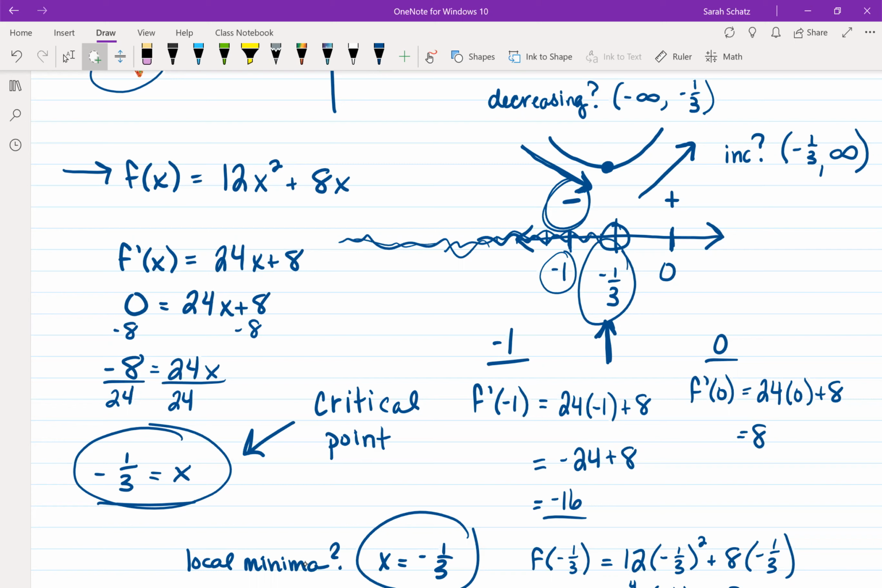I think the best way to remember how to write your intervals and not get confused and try to think about y values or anything like that is just remember it's always left to right. So your intervals is always left endpoint to right endpoint. And if your endpoint's not really an endpoint, if it goes on forever, that's where you get the infinities.